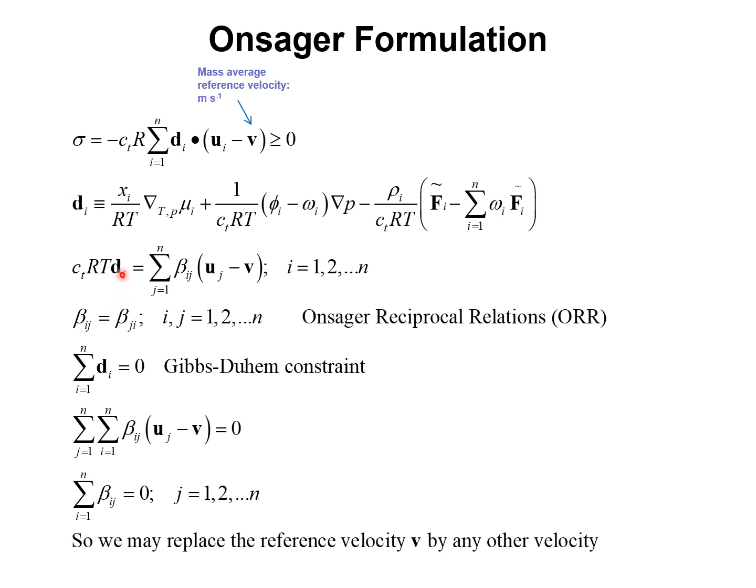In the Onsager formulation, we may express that each driving force is linearly dependent on all the fluxes of the components in the mixture, and define a set of coefficients beta sub ij, and the Onsager reciprocal relations demand that the matrix of elements beta are symmetric.